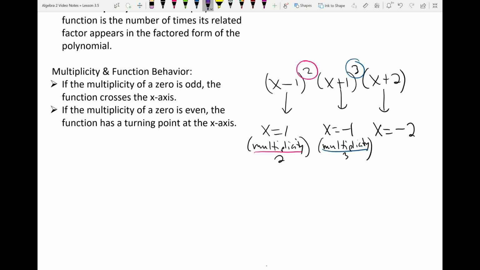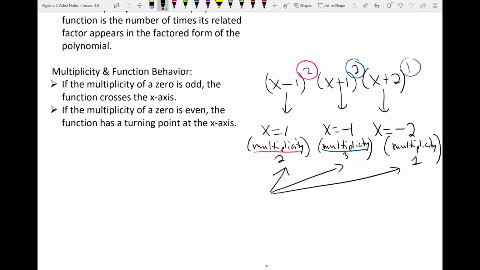And then the last one has an invisible 1 here, right? So I have x equals negative 2, multiplicity 1. So really I have 2 plus 3 plus 1. I have a total of 6 zeros. It's just that some of them are copies, right? So that's what multiplicity is all about. And if you notice, the highest power, the degree here, is 6. So it makes sense that the degree matches up with the number of zeros. So this is how multiplicity is found.